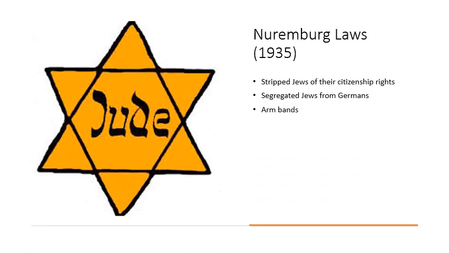So even before the war started in 1935, the Germans began to persecute Jews. One of the first measures was what are known as the Nuremberg laws. These stripped Jews of their citizenship rights, they segregated Jews from Germans, and they forced Jews to wear armbands signifying that they were Jews. And these armbands look like that star there. You see the word Jew and the Star of David on them. So that was to signify that these people were different, that they were not citizens, they were not part of the state.